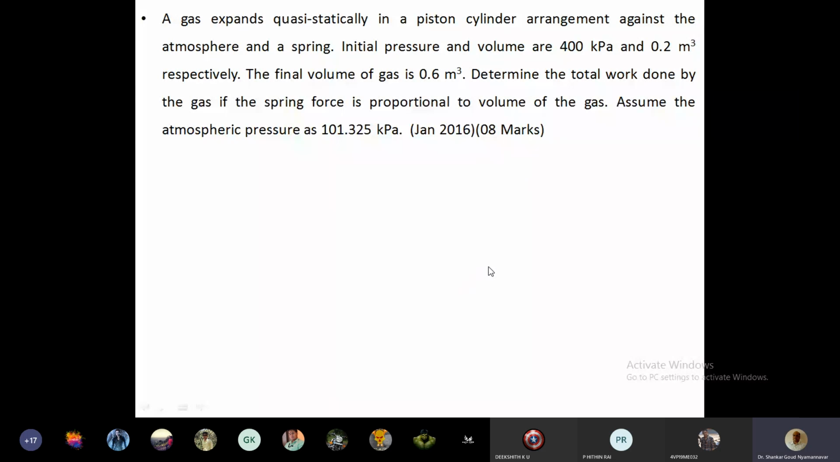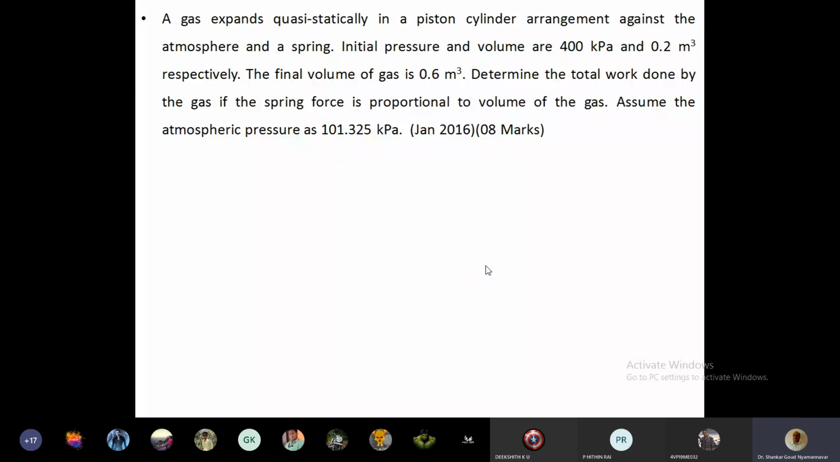A gas expands quasi-statically in a piston cylinder arrangement against atmosphere and a spring. So inside there is a gas, other side it is atmospheric pressure, and the piston is spring loaded. Initial pressure is 400 kilopascal and 0.2 meter cube is the volume respectively.